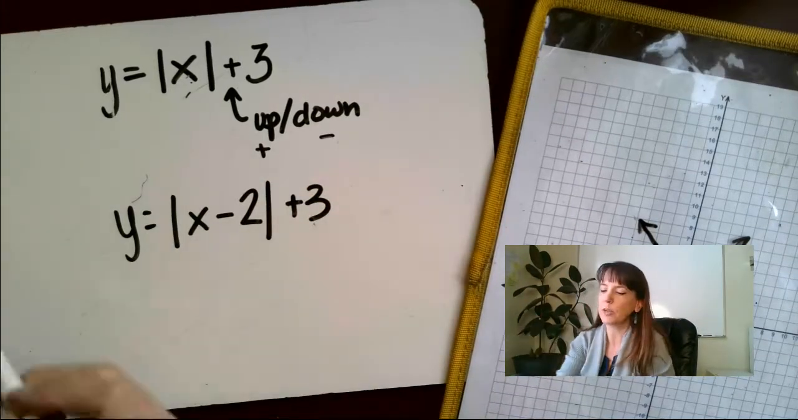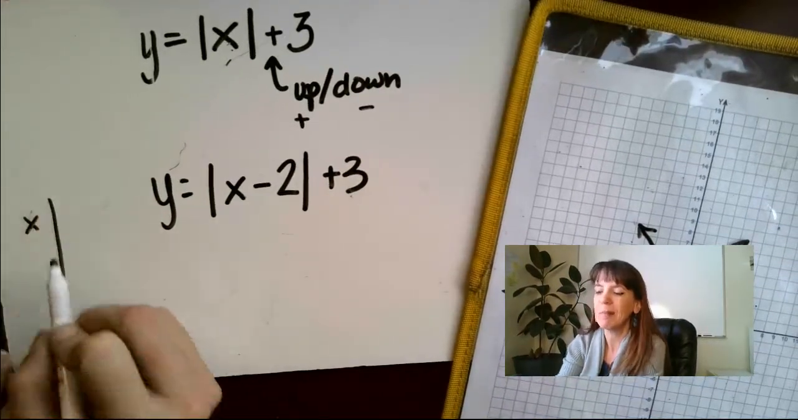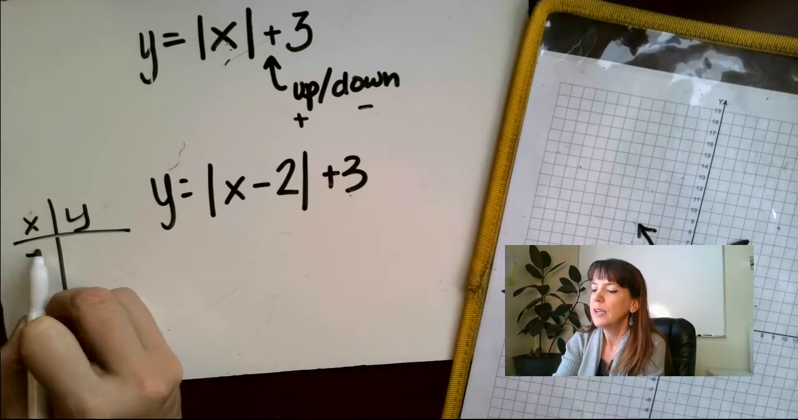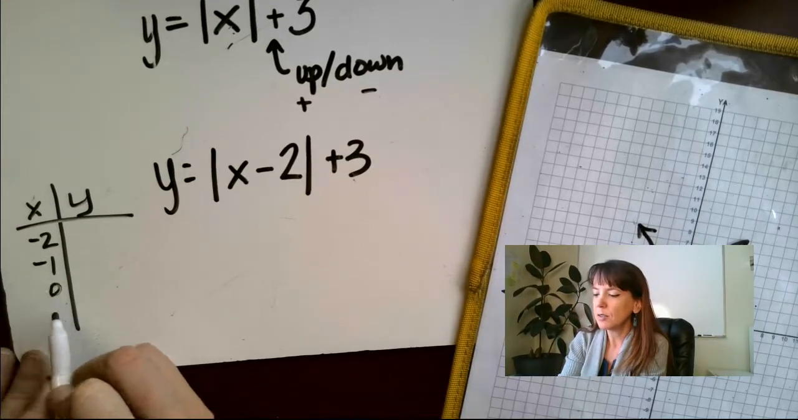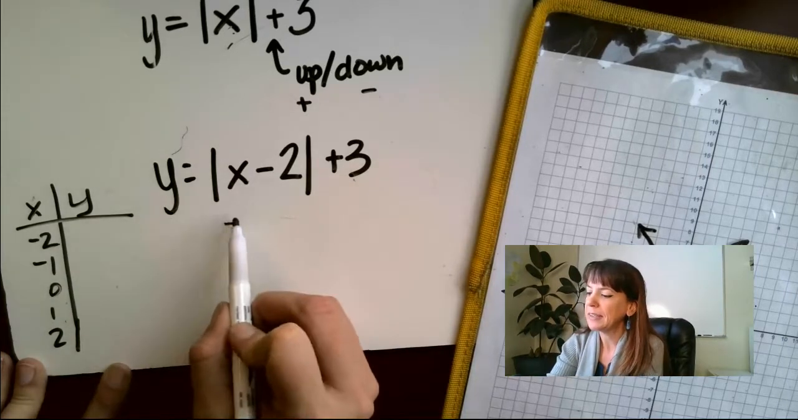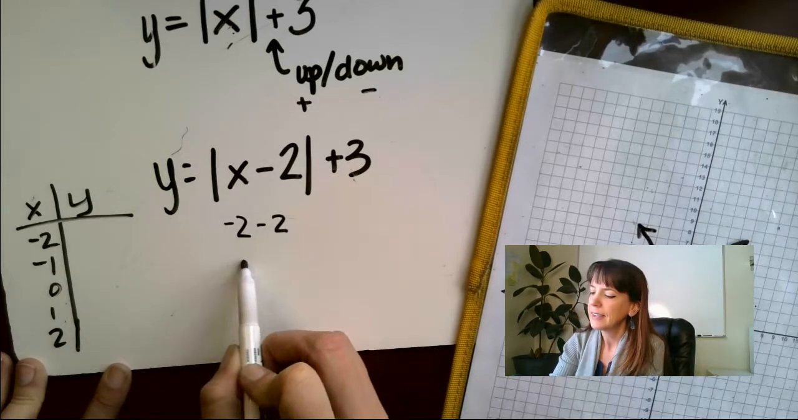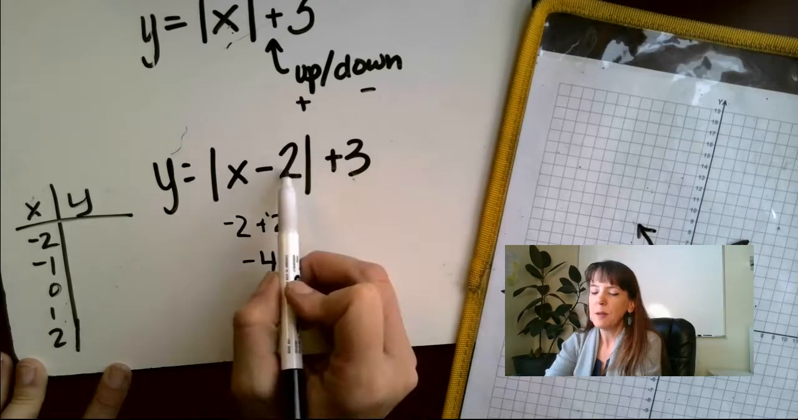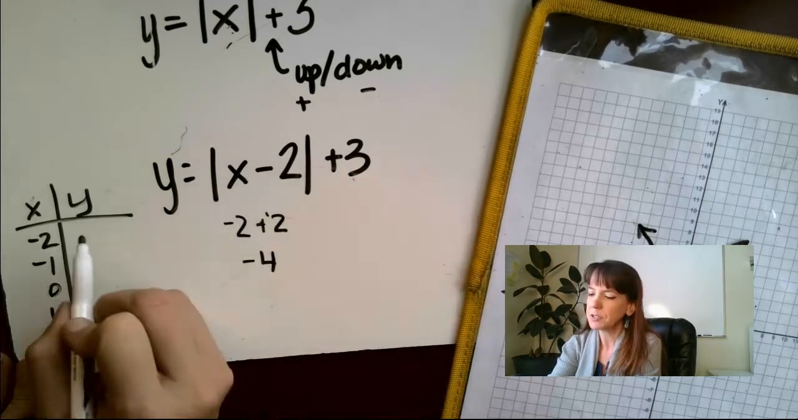Now, we could sit here and we could do an xy chart for it. And for the very first one, I'm going to do that. I'm going to make you suffer through it. Negative 2, negative 1, 0, 1, and 2. All right, so if we have a negative 2 here, we would have negative 2 minus 2, right? That's a negative 4 because we add the opposite. Absolute value of negative 4 is 4, plus 3 is 7.